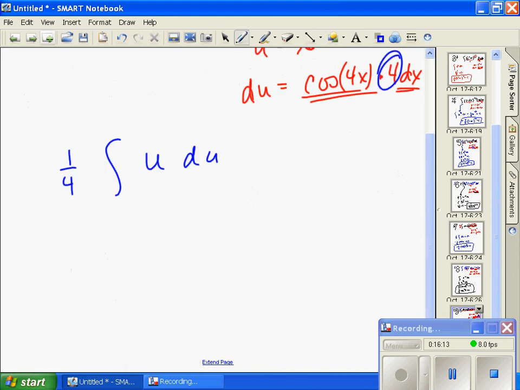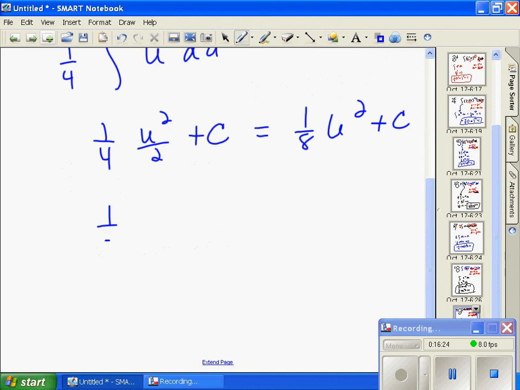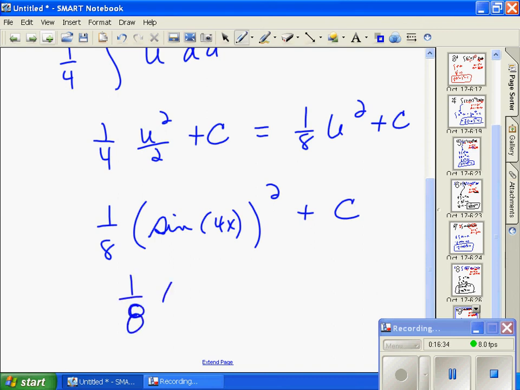Oh, that's a really easy problem. So I get 1/4 u squared over 2 plus c, which is 1/8 u squared plus c. Now, don't forget, a lot of people will forget to substitute back in. That makes it really wrong. So I need to put that sine of 4x back in. Since the whole quantity is squared, this is one of those that it can be written either way. You can write sine squared right there as well.